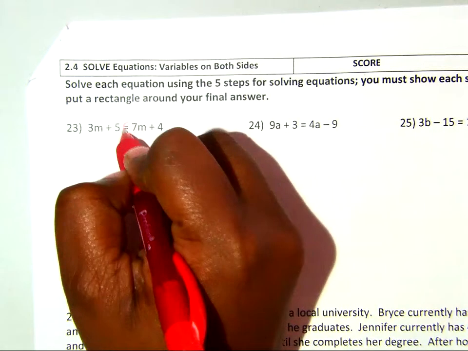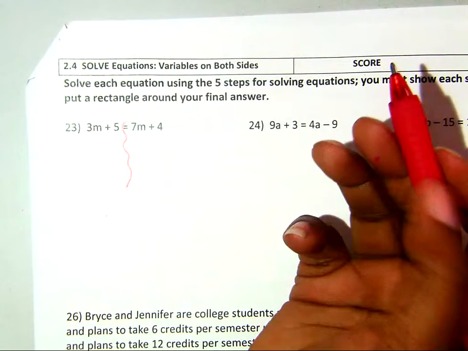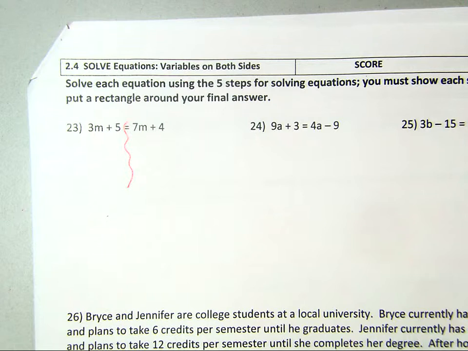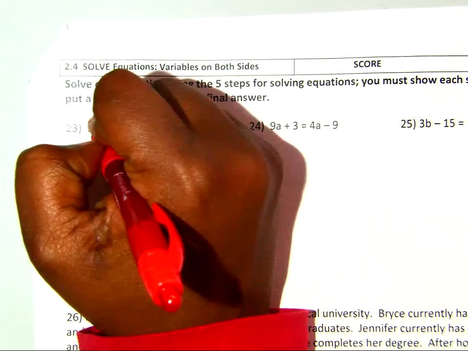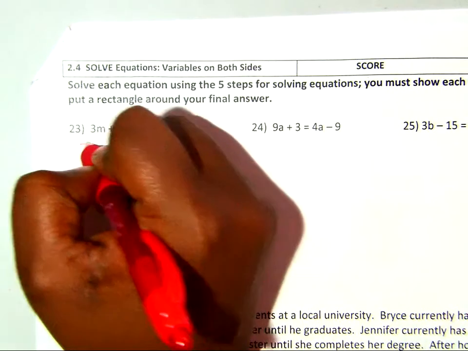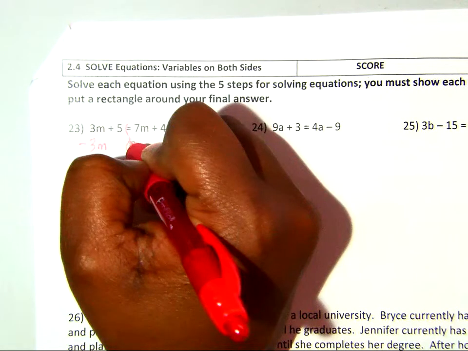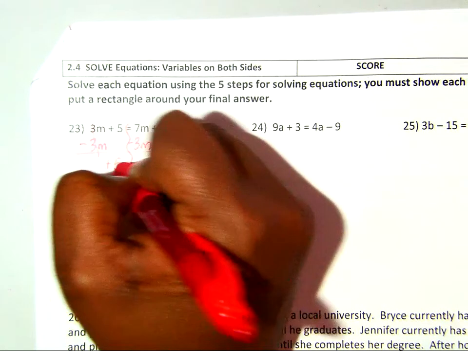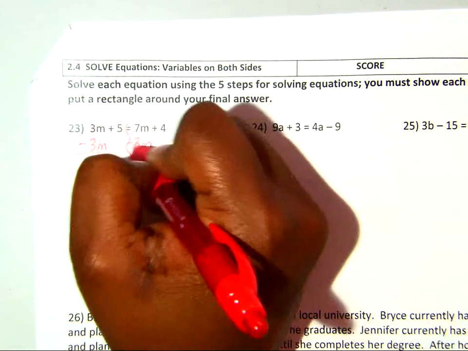Okay? I'm going to rewind my smallest variable, my term with the smallest coefficient. So this one is what I want to move. This is a positive 3m. Opposite is negative 3m. That cancels. That leaves me with plus 5 equals 7m minus 3m is 4m plus 4.